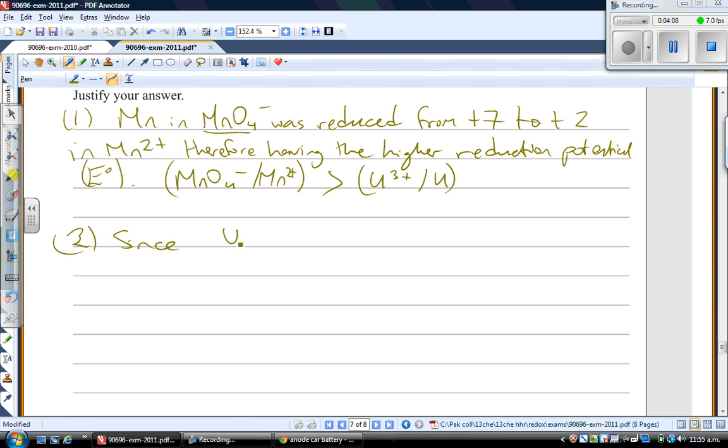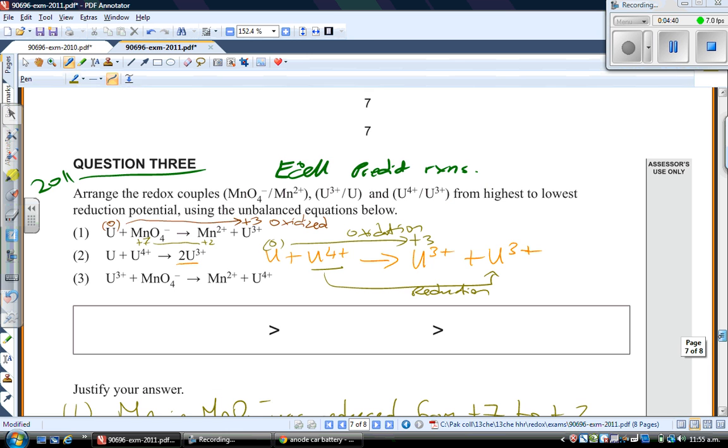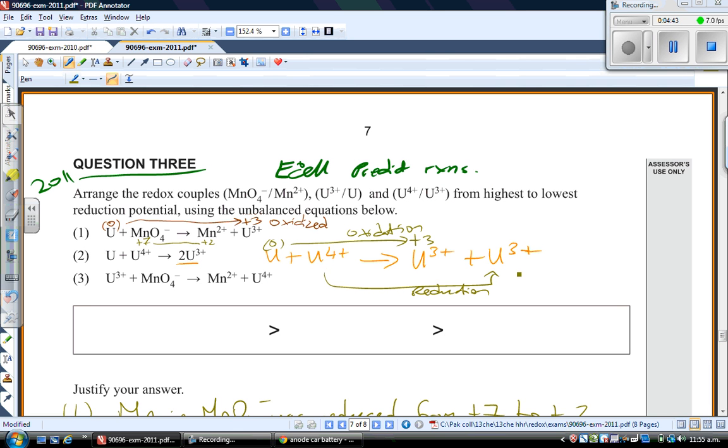since U4 plus was reduced to U3 plus, we can say that the redox couple of U4 plus being reduced to U3 plus has a higher reduction potential value than U3 plus being reduced to uranium. And that's from equation 2. And that only became clear when we expanded the equation out here. So U4 plus reduced to U3 plus, okay, higher reduction potential for that couple versus uranium and uranium 3 plus.